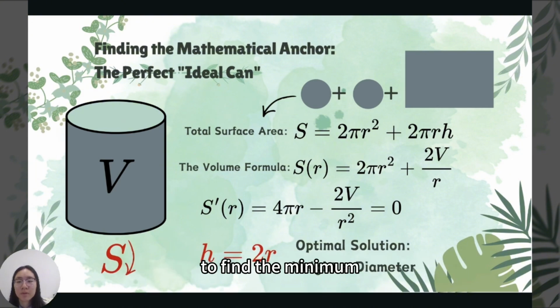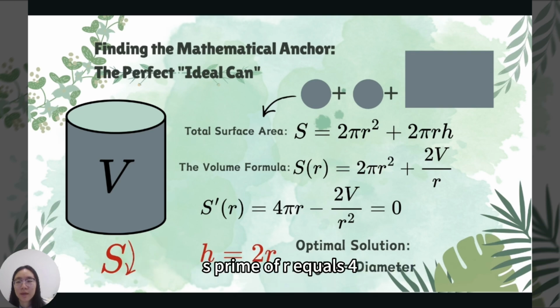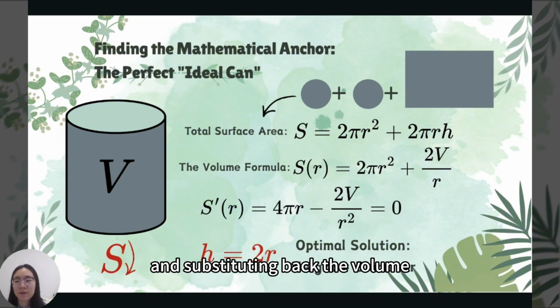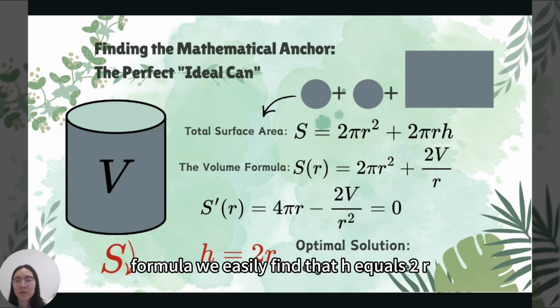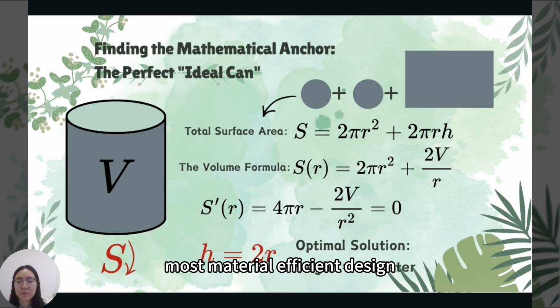To find the minimum, we take the derivative and set it to 0. S prime of r equals 4 pi r minus 2V over r squared equals 0. By solving this derivative and substituting back the volume formula, we easily find that h equals 2r. Therefore, from a purely mathematical standpoint, the most material efficient design is when the height of the cylinder equals its diameter.